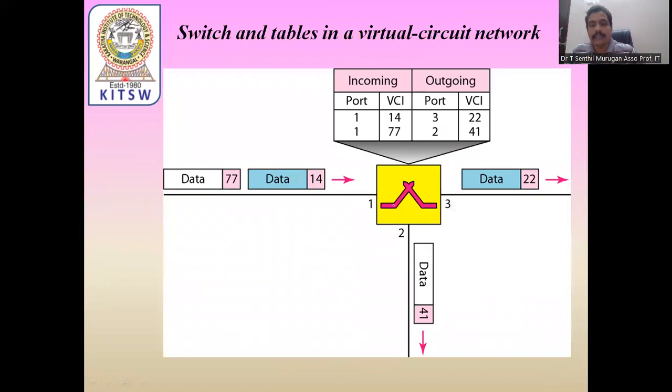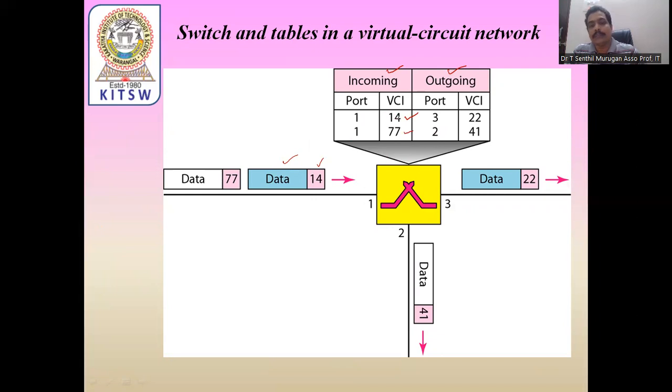Here you see this diagram, this switch. You have ports 1, 2, 3. This data packet has a VCI, virtual circuit identifier, of 14. Once it reaches the switch, the switch will maintain incoming and outgoing packet information. Port 1 is the incoming port. In this switch, 1 is the incoming port, and 2 and 3 are outgoing ports. So from port 1 it is receiving packet 14 first and then 77 second.